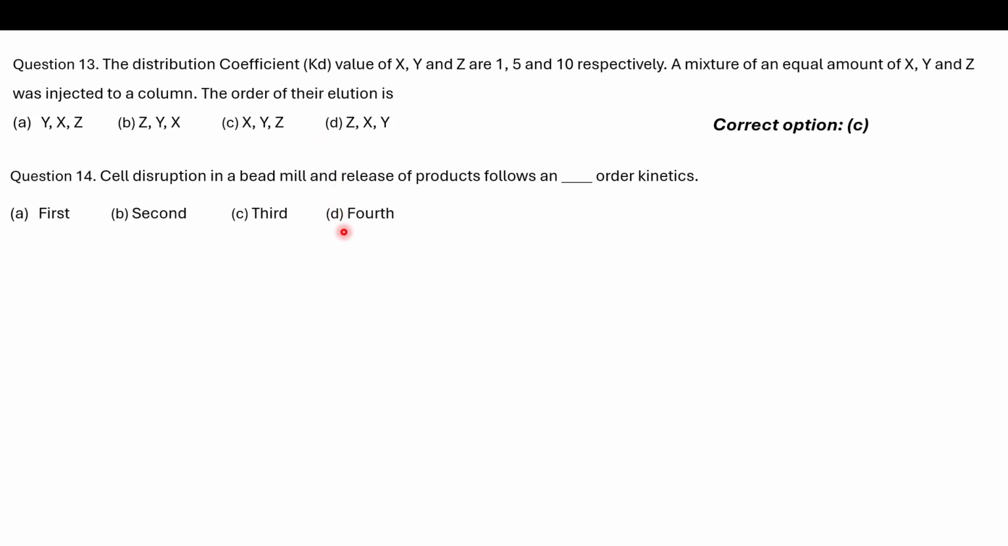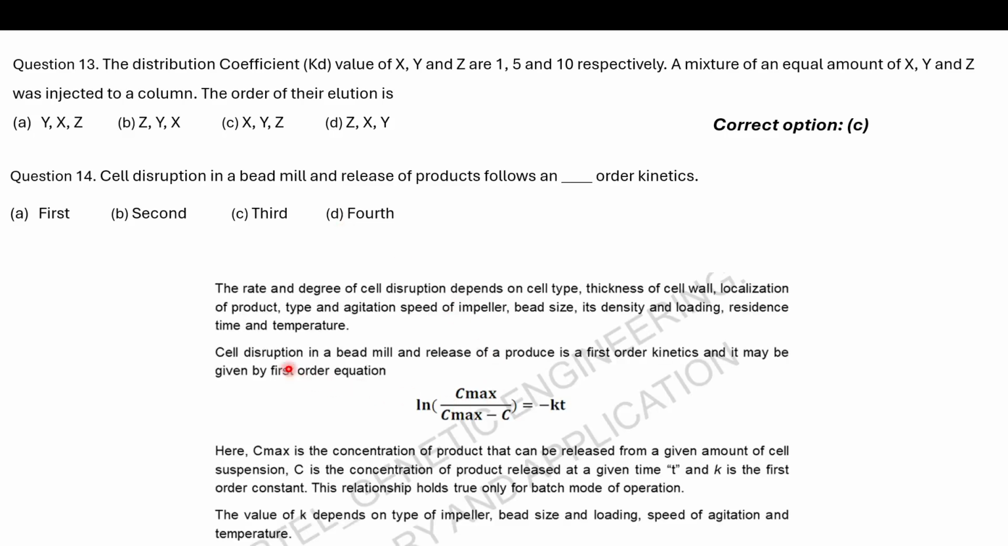Now, when we are talking about cell disruption using the bead milling method and release of the products, what kind of kinetics is followed? Usually, cell disruption in a bead mill and release of the product follows first order kinetics, where Cmax is the concentration of the product, or rather the intracellular content, that is released from a given amount of cell suspension. And C here is the concentration of the content released at a particular time t.